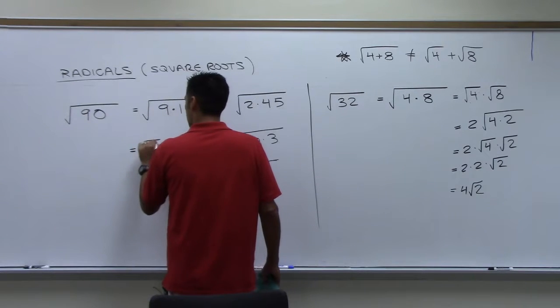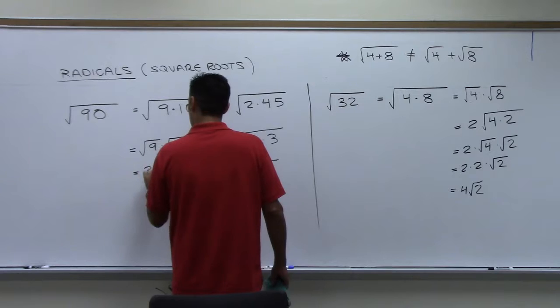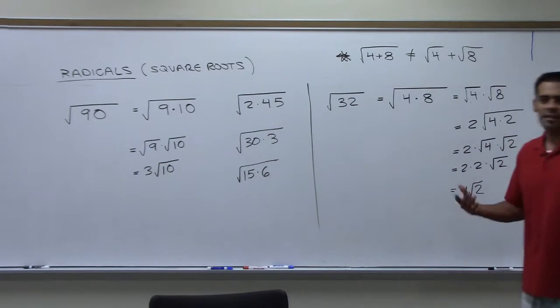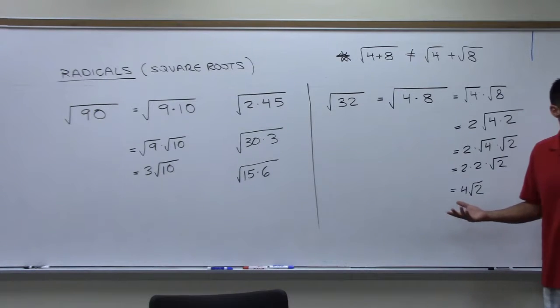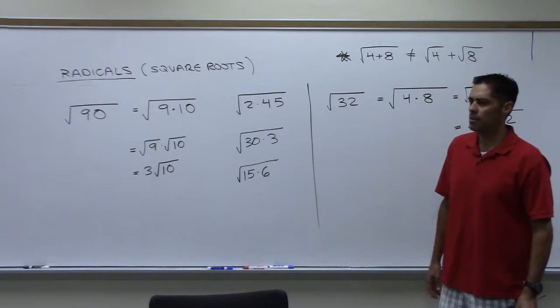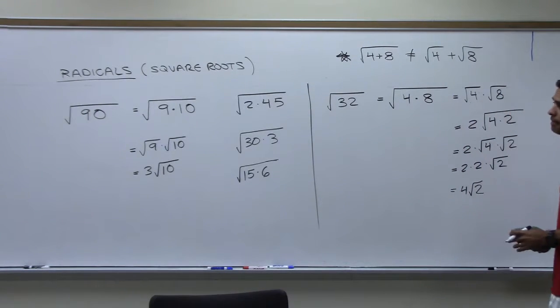This is going to be root 9 times root 10, which is 3 root 10. 3 times the square root of 10. And the 10 can't be broken down, right? Because 10 is 2 times 5, and you can't go anywhere with that. Understand what I mean by that? They're prime, you're done.